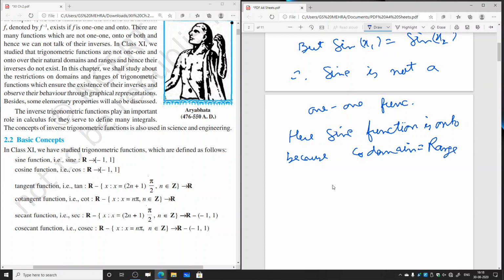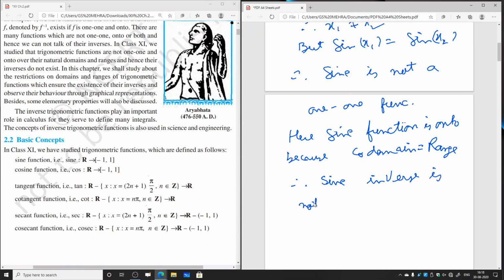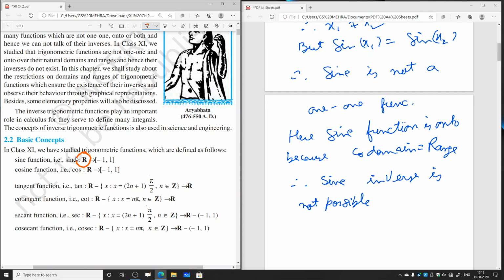Now f is not 1 1, though it is onto. Therefore, we can say that the inverse of sine function is not possible. Therefore, sine inverse is not possible here. So what will we have to do? We will have to restrict this domain so that our function is 1 1 and onto.